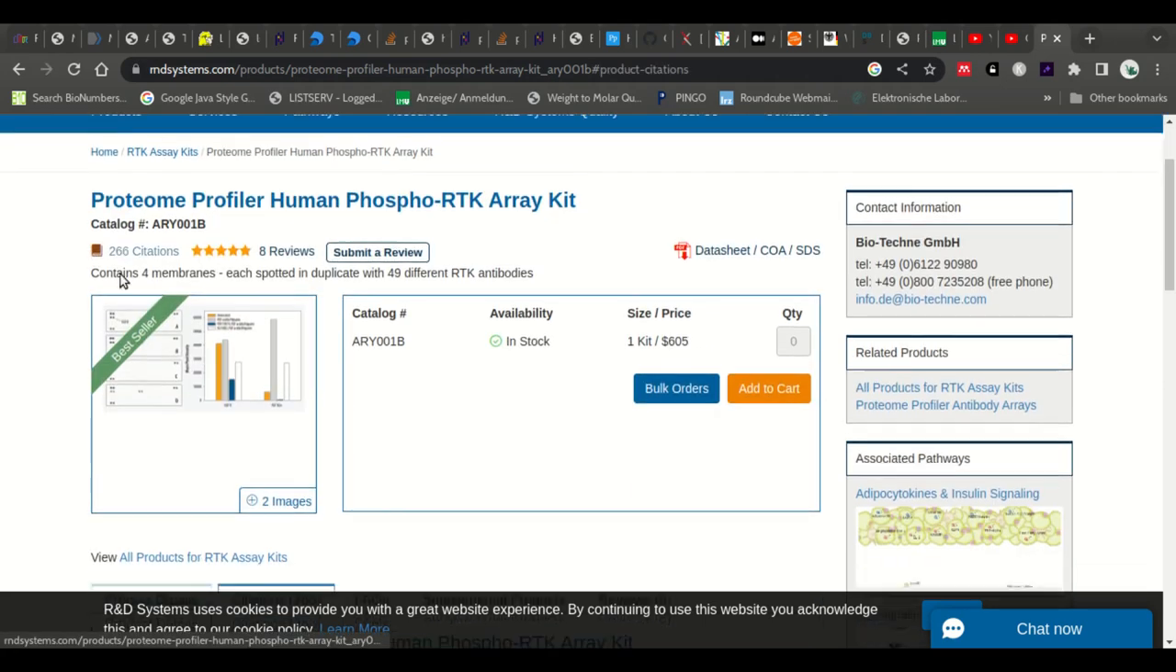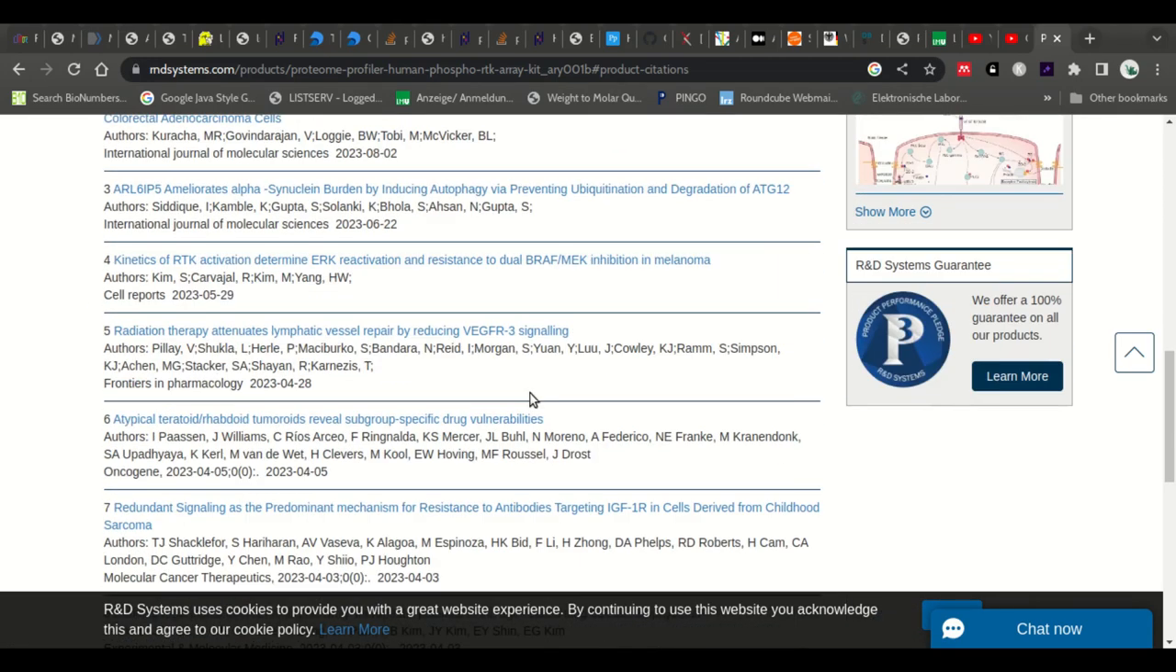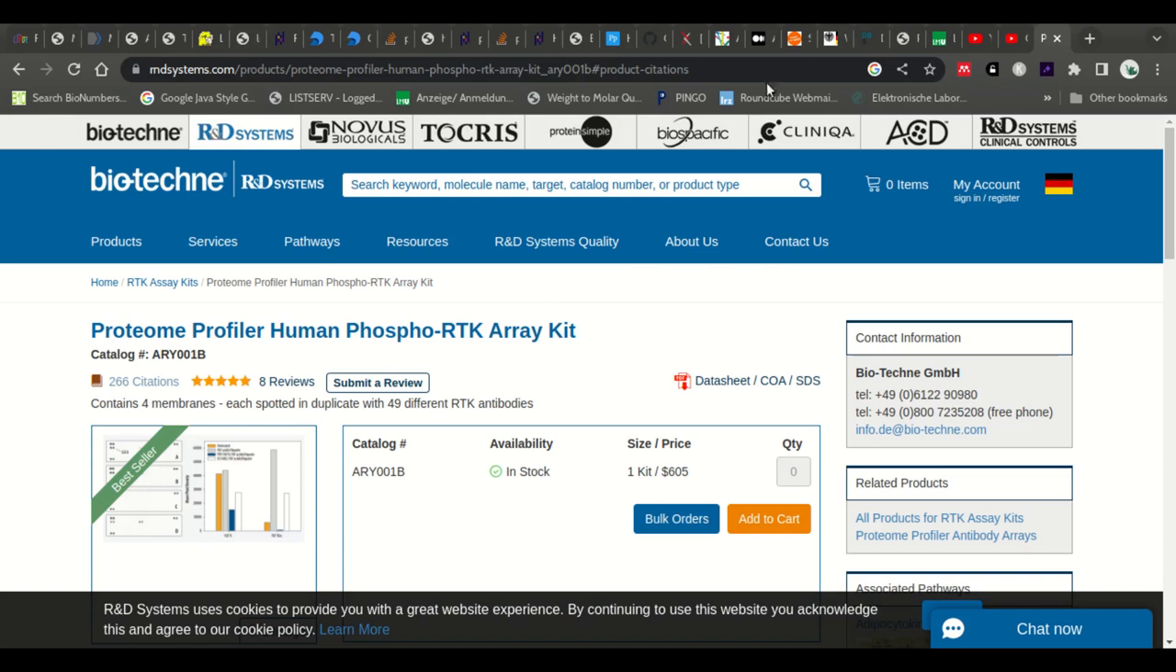Such tons of citations, but how good are these if we don't know which one it is? That's the one for R&D Systems, the Proteome Profiler Human Phospho RTK Array Kit. Not my favorite, to be honest.